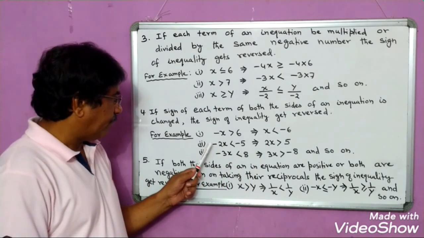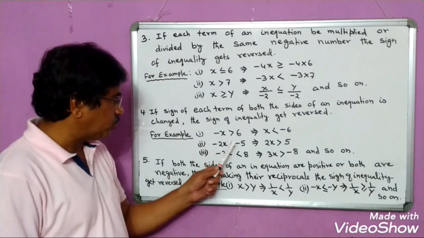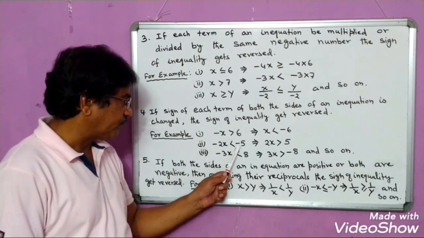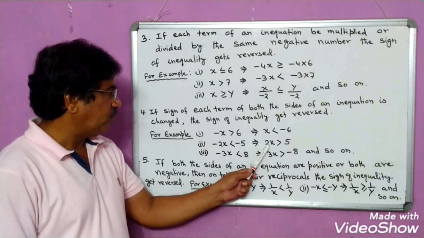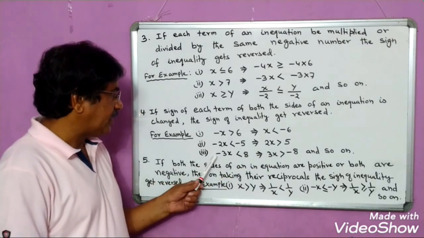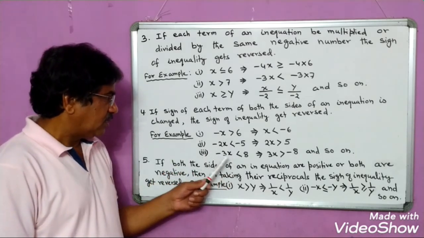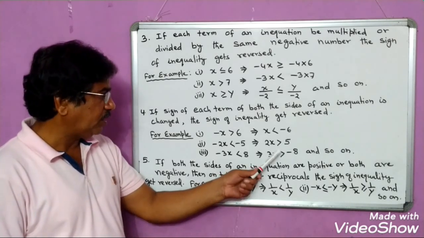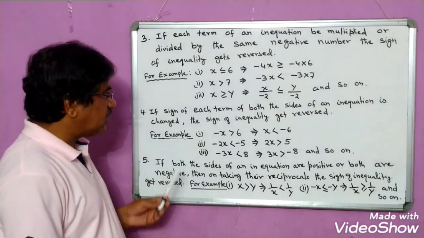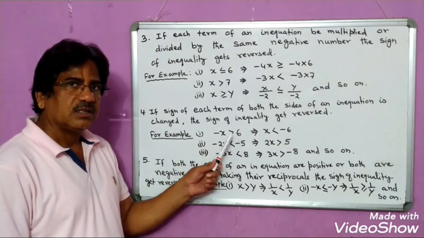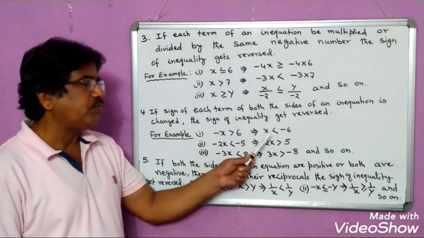Take one more example. Minus 2x is less than minus 1. Now again I am going to multiply minus to both the sides, means I am going to change the sign of both the sides. So as per the rule, the inequality sign will also change. So 2x will be greater than 5. Minus 3x is less than 8. So now again I am going to change the sign of both the sides. So 3x will now be greater than minus 8. So remember that whenever we change the sign of both the sides in an equation, then the inequality sign will get reversed.